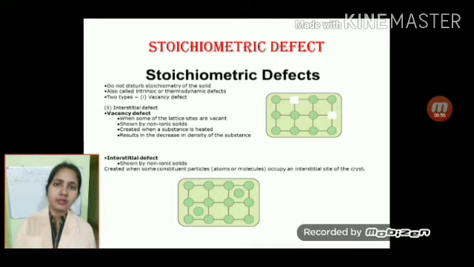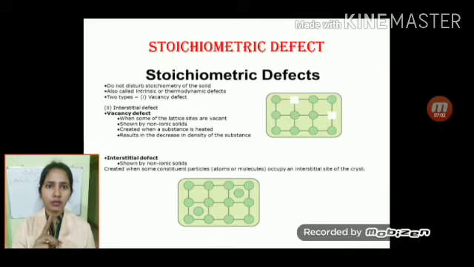Now next we will discuss the defects in case of ionic solid. I think it's clear to you. Stoichiometric defects are of two types, vacancy and interstitial defect. In vacancy defect, the crystal ions are missing from their lattice points, creating a vacancy over there. And in interstitial defect, the constituent particles are present in the vacant space or the interstitial space in between the crystal lattice.